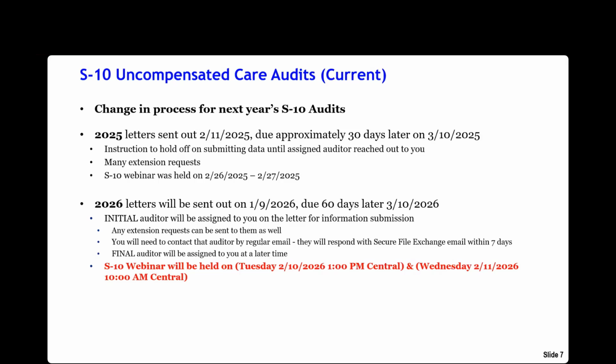So hopefully this will help both parties so we can get going on these and get everything ready, and there's just less frustration for all parties.